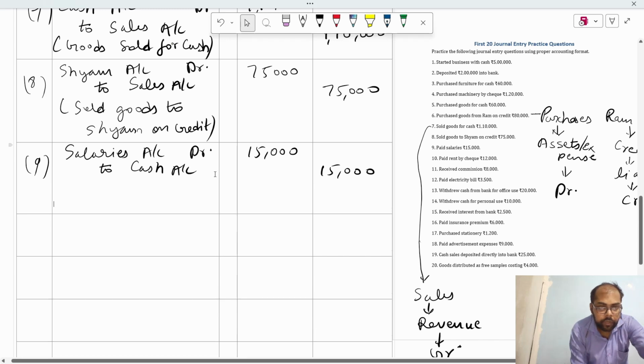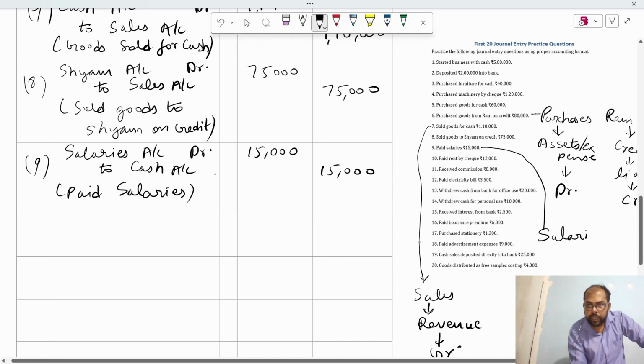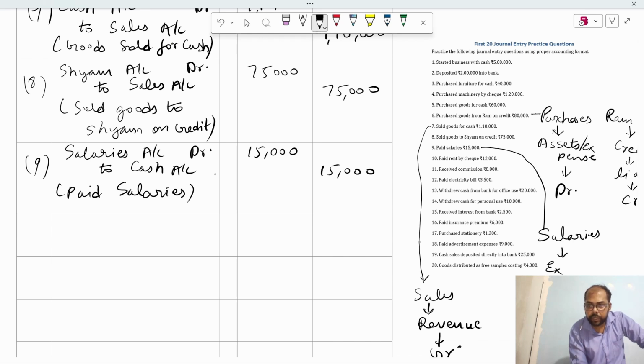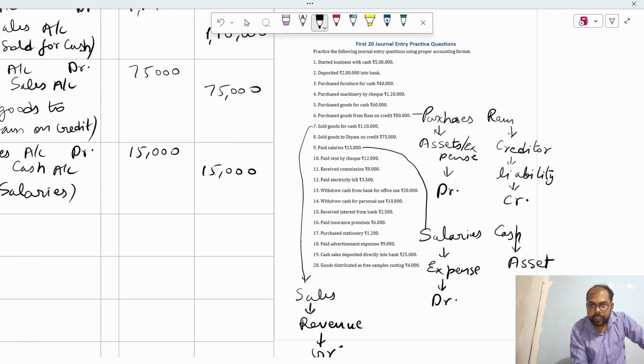So let's write down the narration also. Paid salaries. Let me explain it a little bit better to you. See, salaries, we have classified it as an expense, and expense is increasing, therefore it is debited. On the other hand, we have paid cash. Cash is an asset. Asset is decreasing, therefore it is credited.